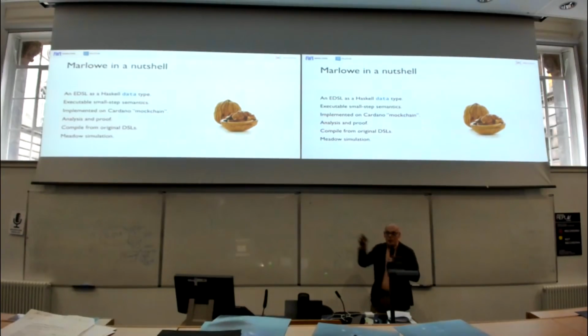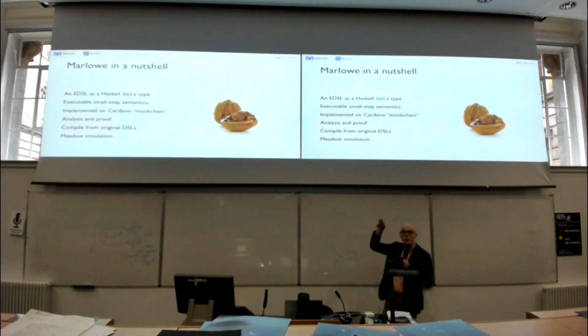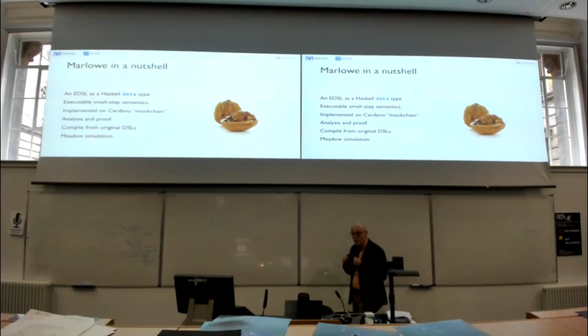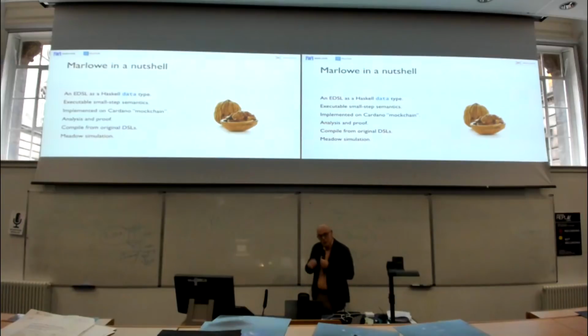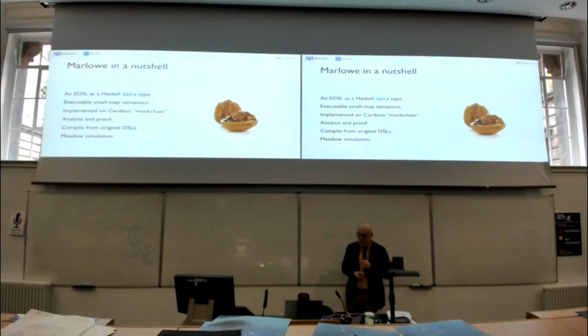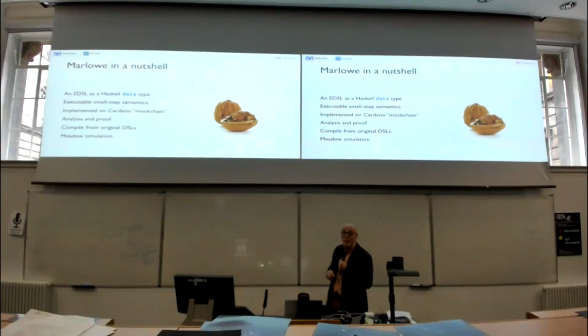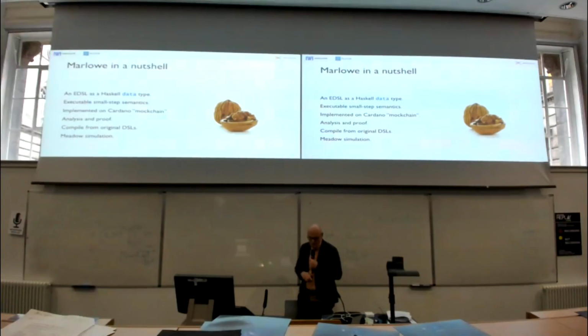If you remember, Phil was showing the two sorts of code: the code that runs on chain and the code that runs off chain. What we have is the code that runs on chain, and that enforces that Marlo contracts on the blockchain only do what they should do. We've got some work on analysis for these contracts, we're doing some work on proving properties of the contract, and we've got a simulator in this system, Meadow, which I'll show you a bit later on.